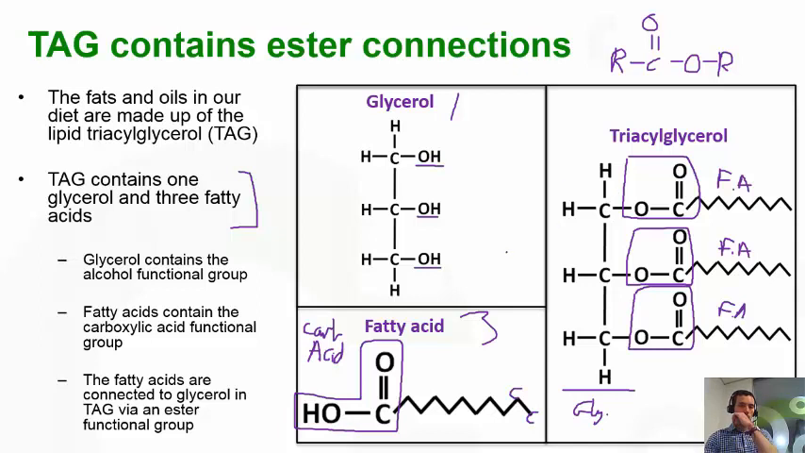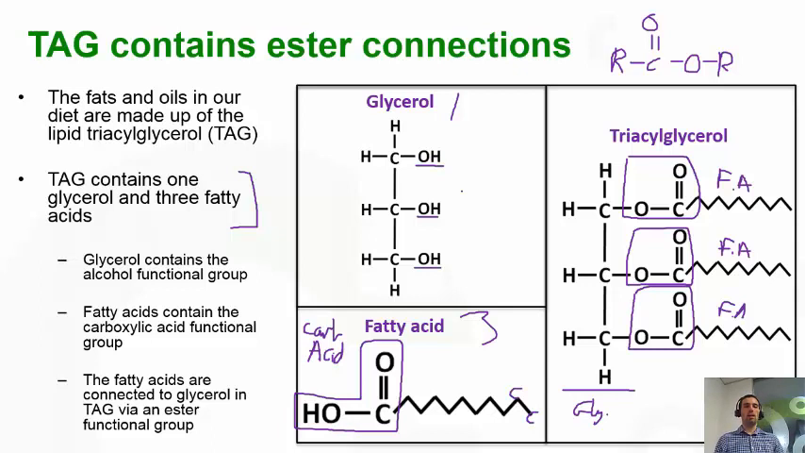So in this case, we're connecting 3 fatty acids to 1 glycerol by forming how many of these ester functional groups? 3, because each ester functional group is responsible for attaching 1 fatty acid to the 1 glycerol. Remember, the glycerol has 3 alcohol groups, so it can attach to 3 different fatty acids. So we've got this ratio of 3 to 1.